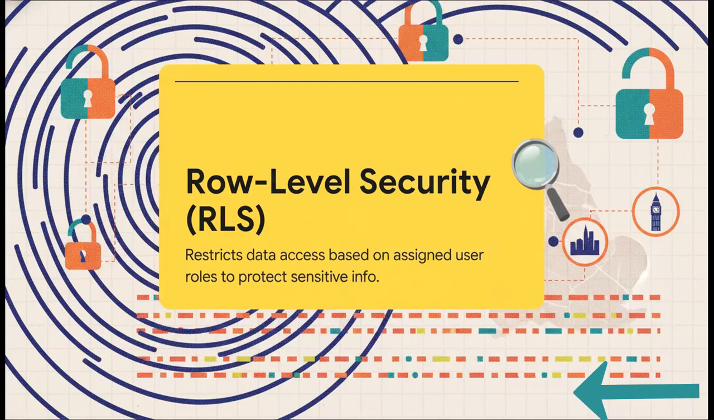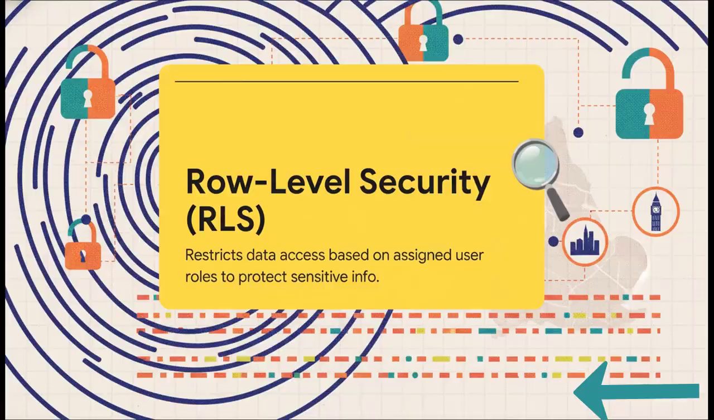Applying row-level security, or RLS, guarantees your sensitive data is perfectly locked down. RLS restricts data access at the row level based on the specific rules you assign to your users. What does that mean? It means a manager in New York opening the exact same report as a manager in London is only going to see the New York sales data.